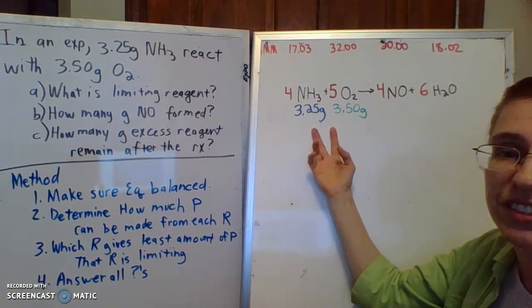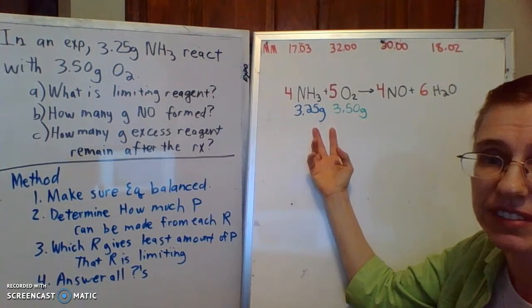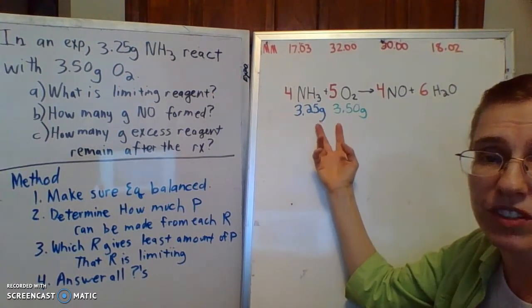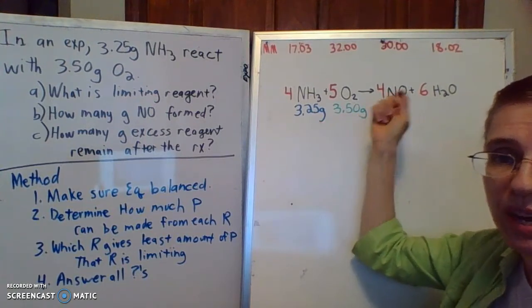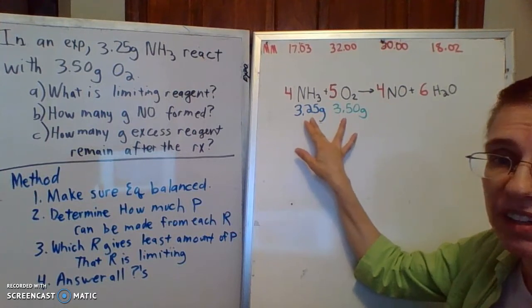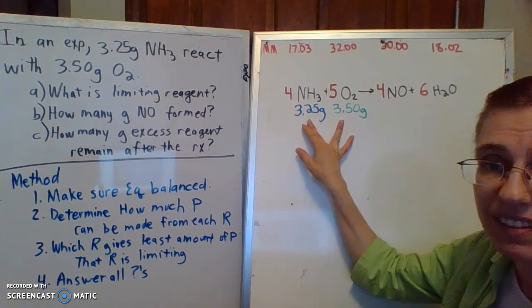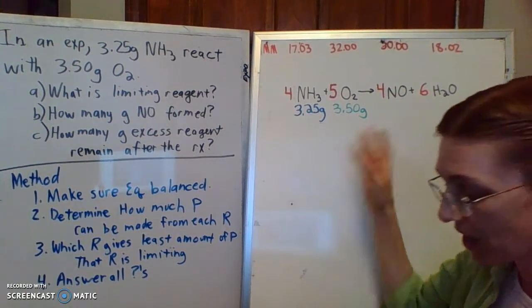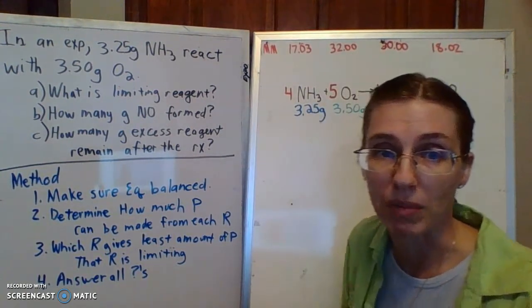One of these reactants is going to run out first. So we need to figure out which one's going to run out first. That controls how much product is made. So if you're given more than one amount for the reactants, then that's a signal that you're doing a limiting reagent problem. So let's go ahead and look at a limiting reagent problem.